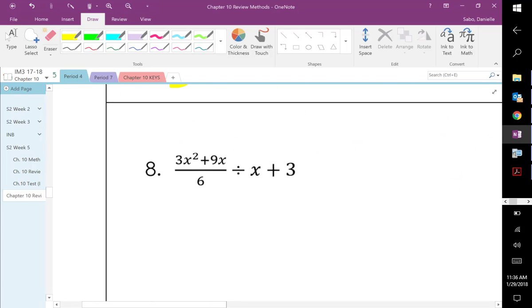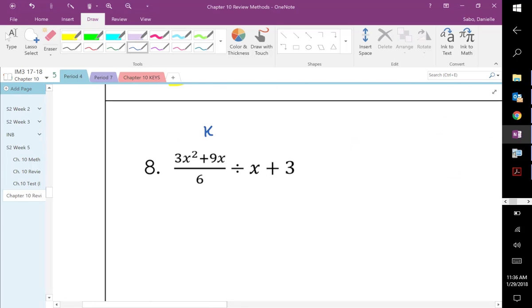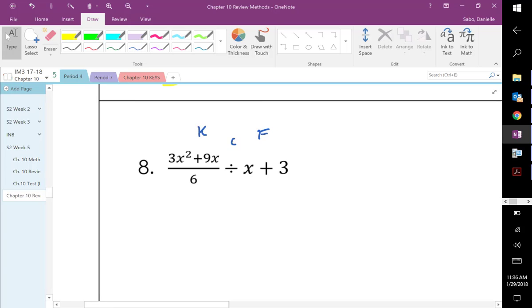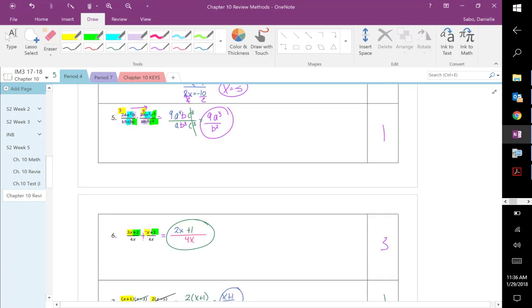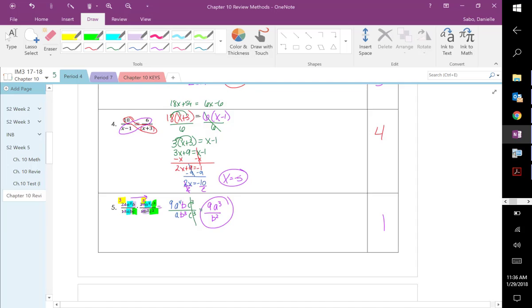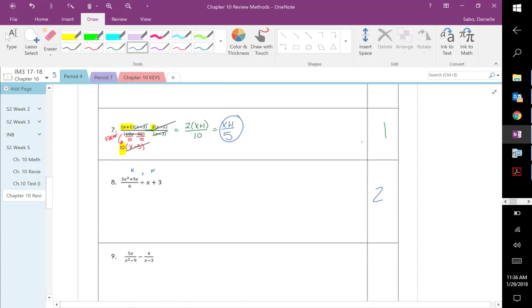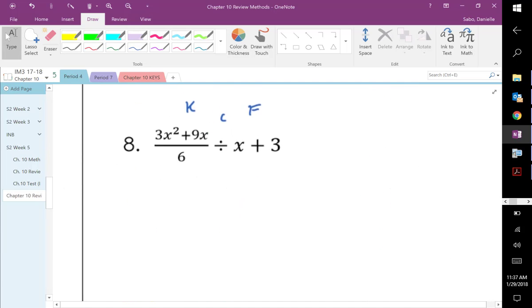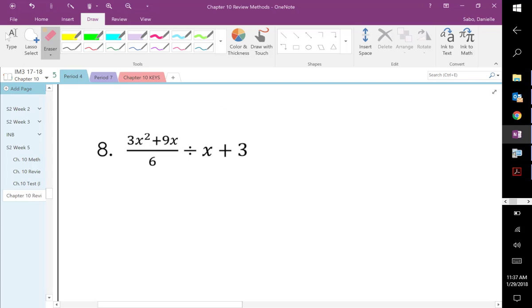All right, number 8. This is the same one. Keep, change, flip. Keep, change, flip. Whenever we have division, we're going to keep the sign, keep the first fraction, change it, and then flip. That was method 2. Okay, keep, change, flip. But again, I would have you guys factor before you do anything because it will help you.